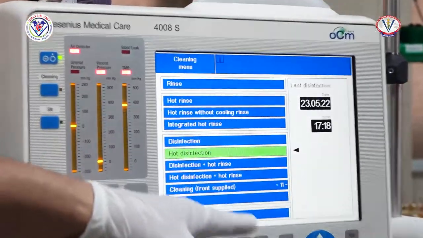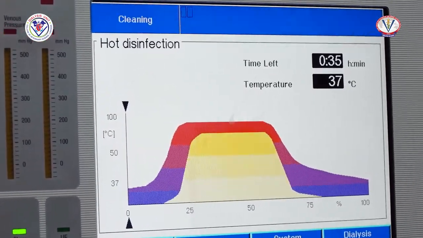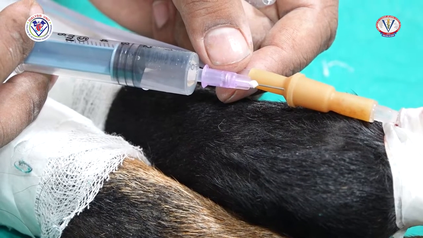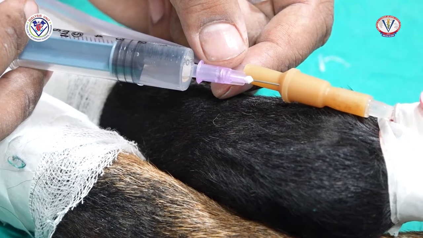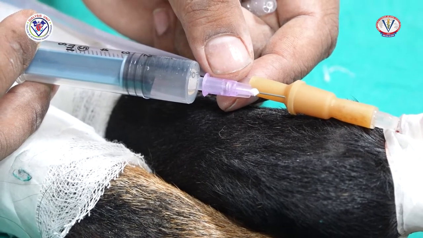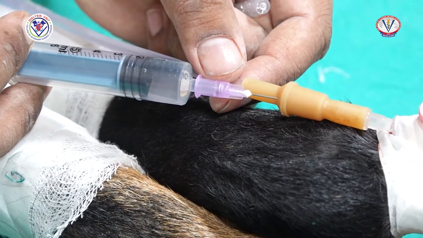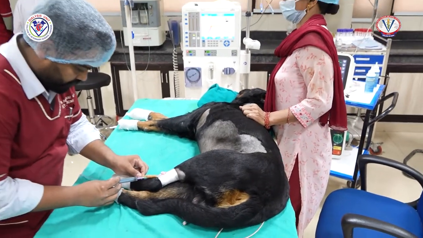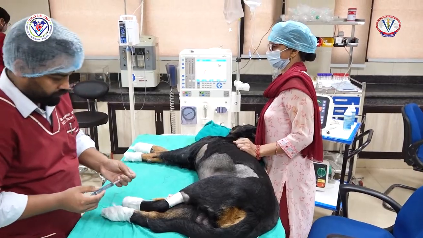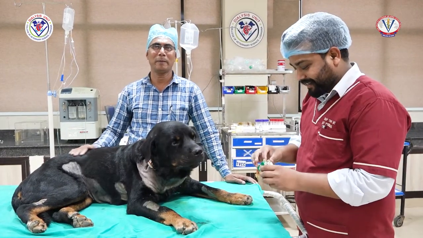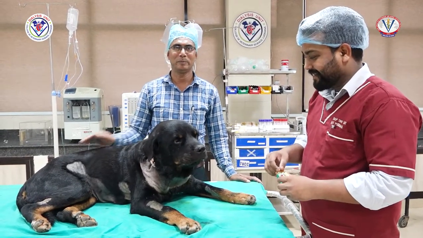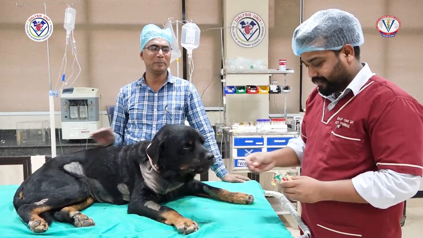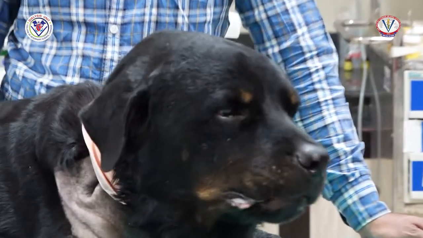Put the dialysis machine in hot disinfection mode. Keep the patient under close observation for the next 1 hour, and in the meantime, infuse post-dialysis medication. Repeat the session depending on the patient's condition and the laboratory reports. Typically, we undertake 3 dialysis sessions on alternate days, and after that, subsequent sessions are planned depending on the patient's health status and blood reports.